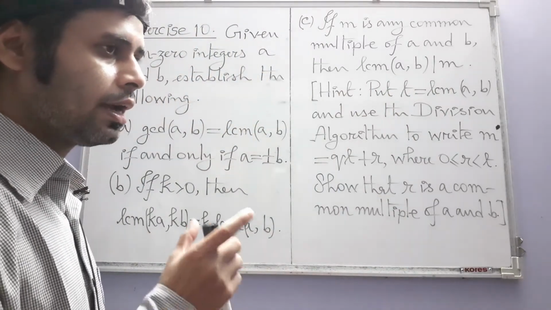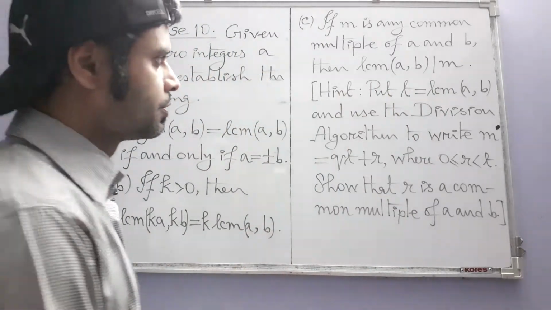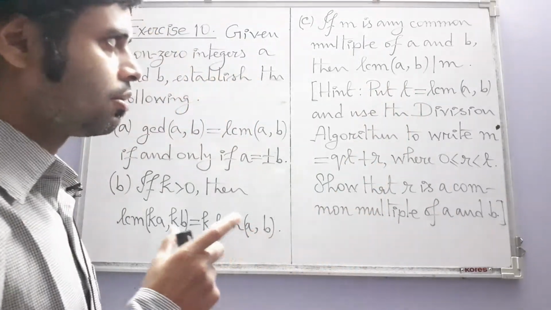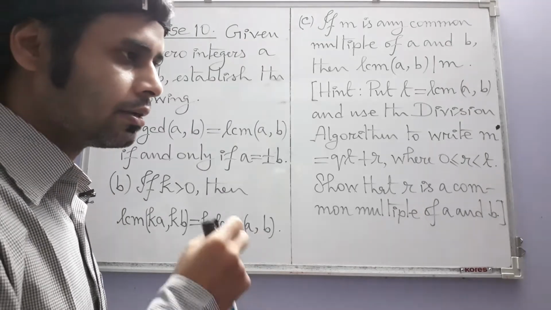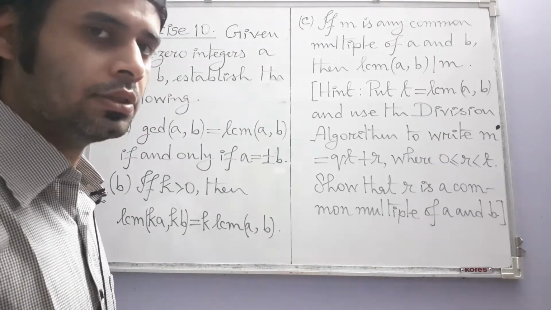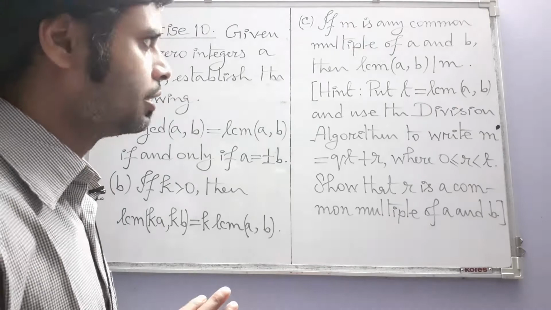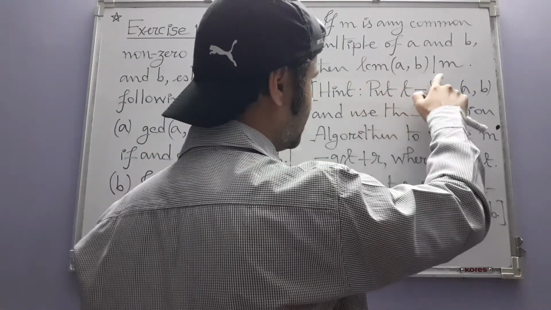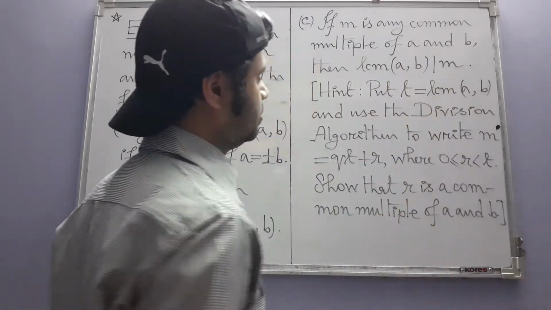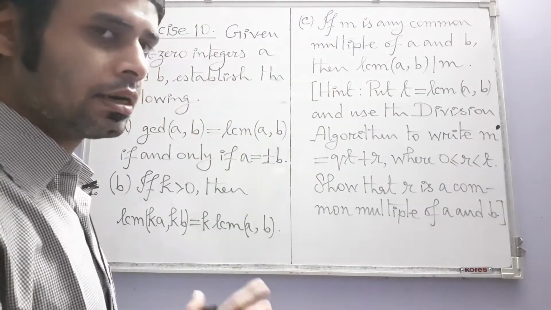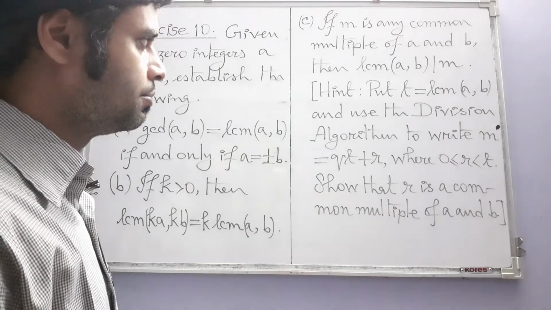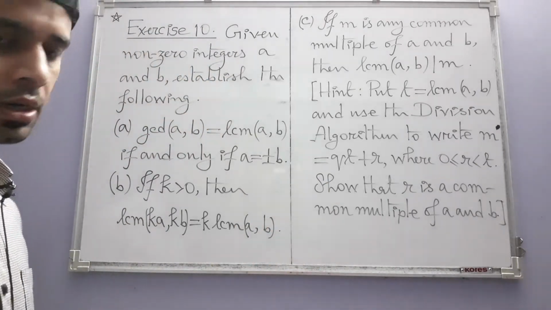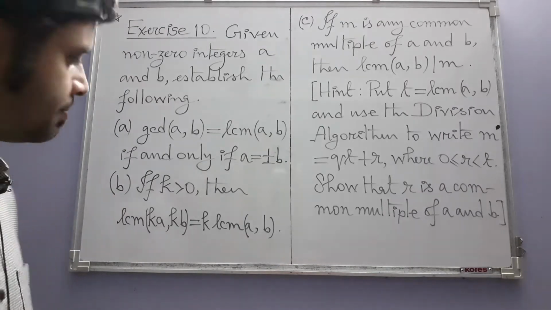If you recall the actual definition of LCM, LCM is a positive integer which is a common multiple of a and b, and it's the smallest such positive integer which is a common multiple of a and b. Here, however, we have to prove that the LCM divides any common multiple, not necessarily positive. This m can be negative also, and a hint is also given. So we will follow this hint. So let's now start the solution.